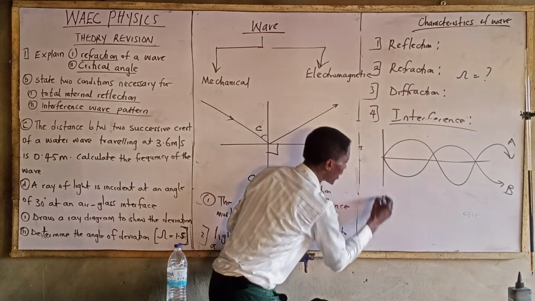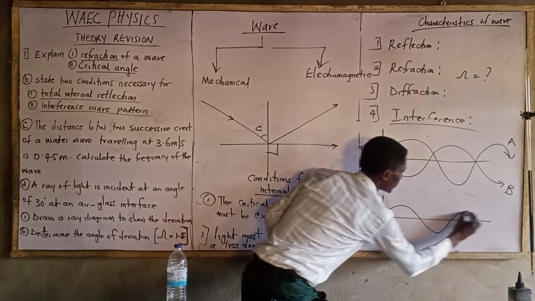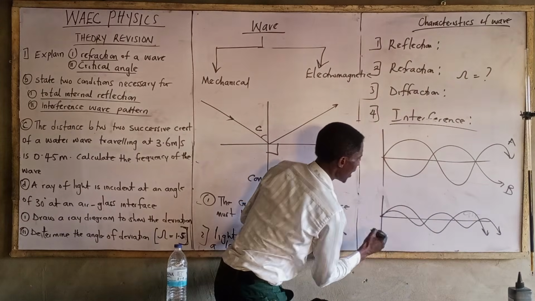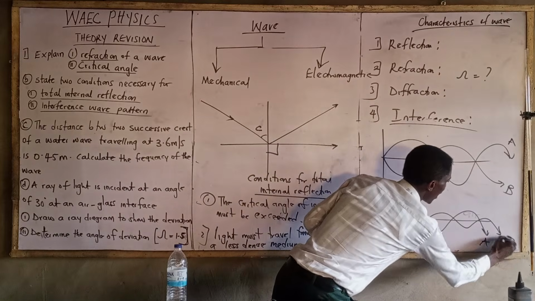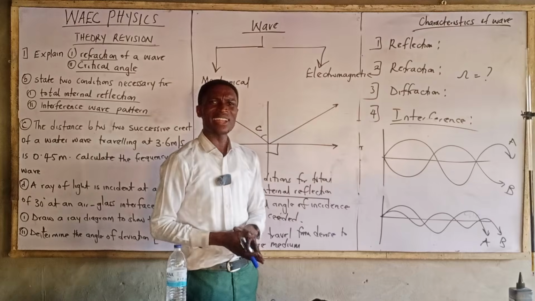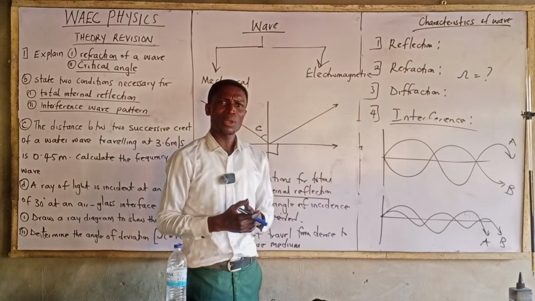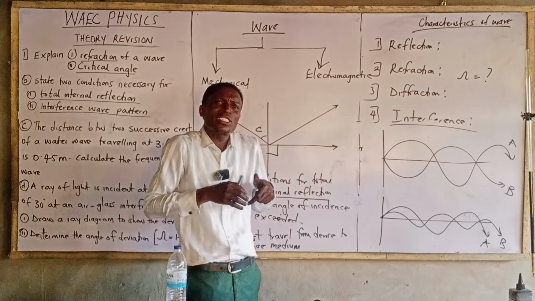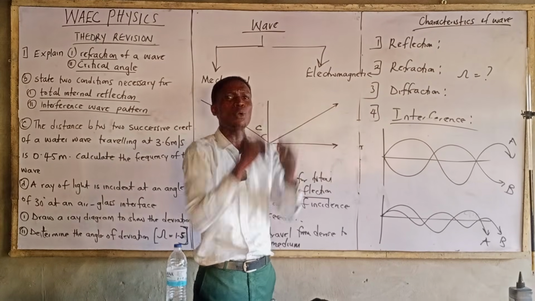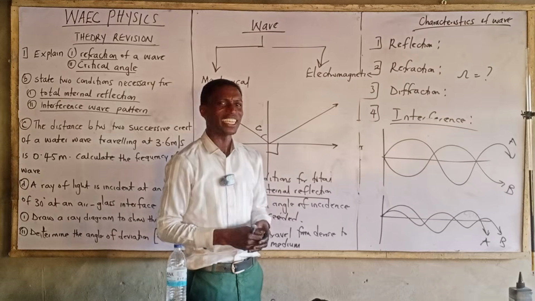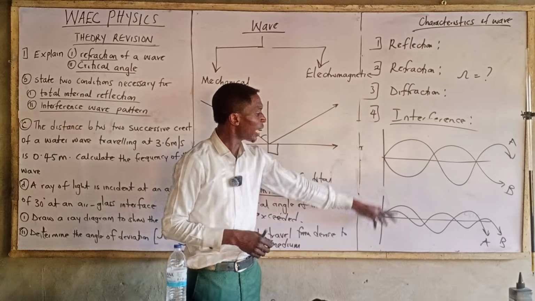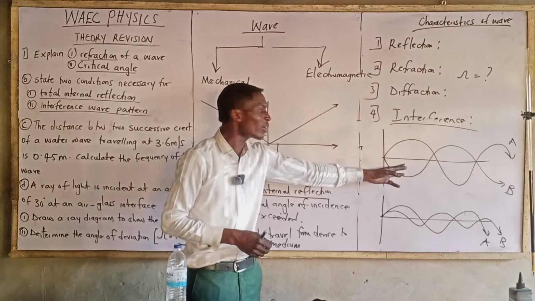I can also have another interference this way, another interference this way here, with A, with B. Now these are different types of interference. Interference simply means when two waves are traveling from the same point of origin and in the same direction such that they are superimposed, that is, placed on one another, then such waves are said to have interfered. So it could be constructive, here, or it could be destructive here.